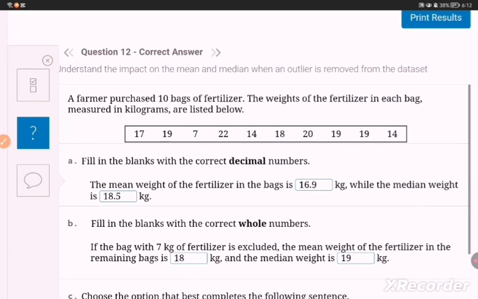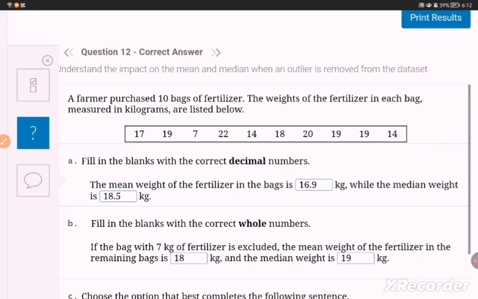They gave you a data set with 10 values, and they asked for the mean weight. So just do summation of x over 10, okay? So then you're just going to do 17 plus 19 plus 7 plus 22 plus 14 plus 18 plus 20 plus 19 plus 19 plus 14 over 10. You should get an answer of 16.9, okay?